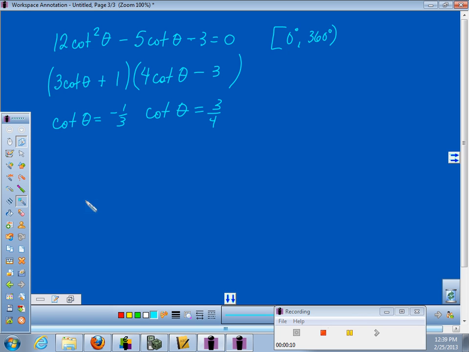That's actually more trouble than you want to go to. If you're doing cotangent, secant, or cosecant, and you don't want to deal with them, just turn them upside down. If cotangent's negative 1/3, what's tangent?